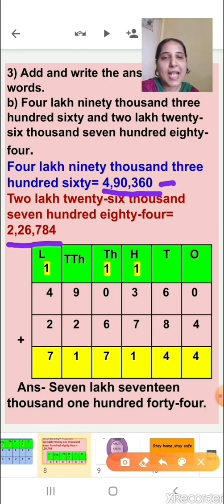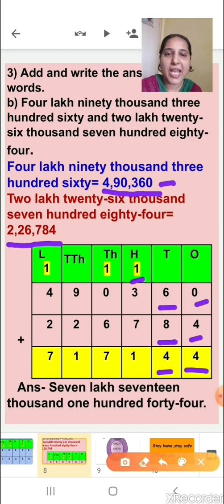So let's add them. Let's start from ones. So 0 plus 4, here we will get 4. Now let's move to tens place. So 6 plus 8, 14. 4 we will write here and 1 will be carried over to the hundreds place. Now 1 plus 3 plus 7, 11. 1 we will write here and 1 will be carried over to thousands place. Now 1 plus 0 plus 6, 7. Now let's move to 10,000 place. So 9 plus 2, 11. So 1 we will write here and 1 will be carried over to lakhs place. Now 1 plus 4 plus 2, it will be 7 here.